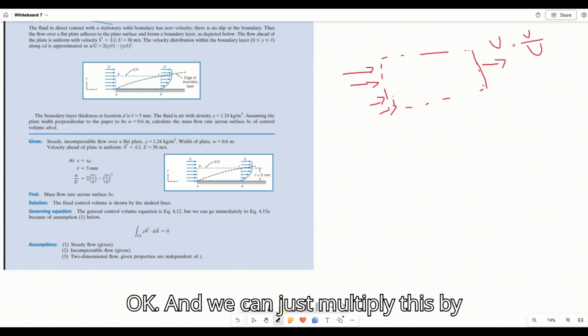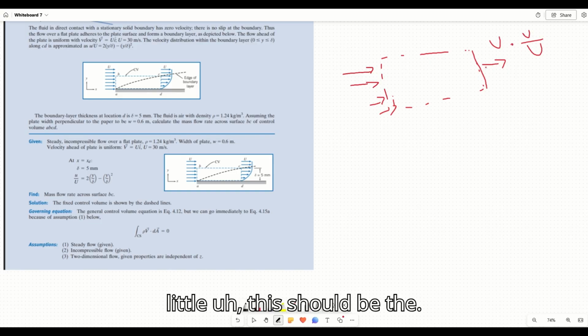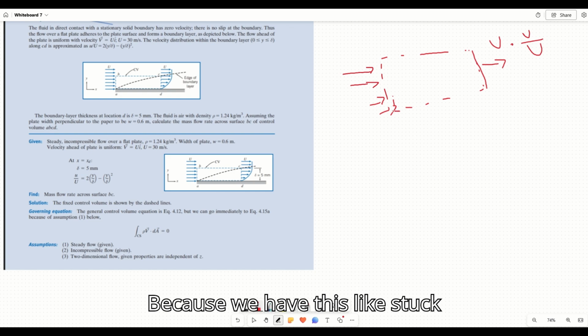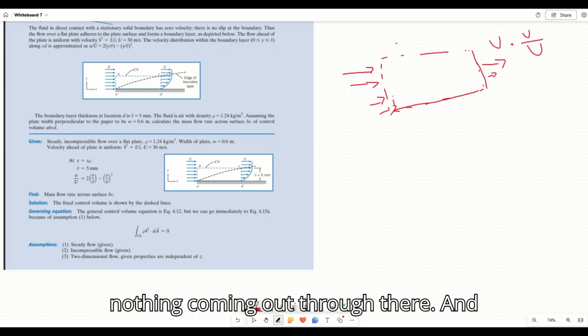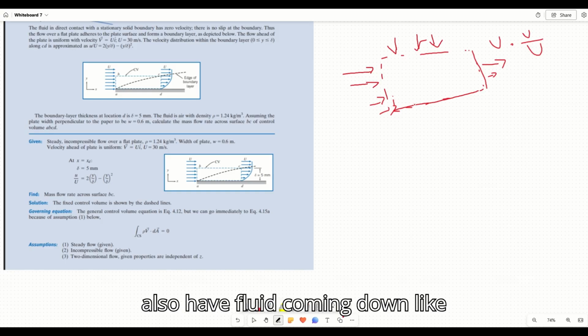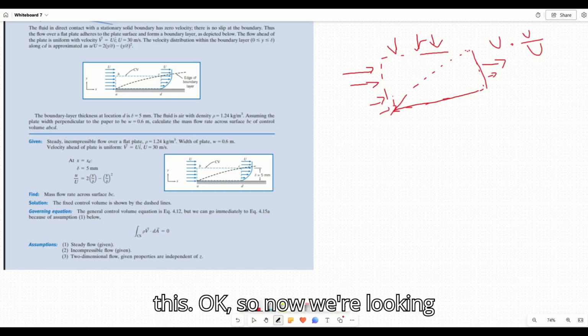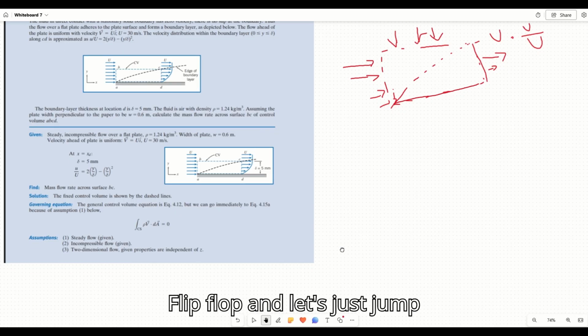Okay, and we can just multiply this by U to get this little u. This should be the boundary layer, the velocity distribution. Okay, and then because we have this stuck to our plate, it adheres. There's nothing coming out through there, and I believe we'll also have fluid coming down like this. Okay, so now we're looking at our fluid flow, and let's just jump into it.